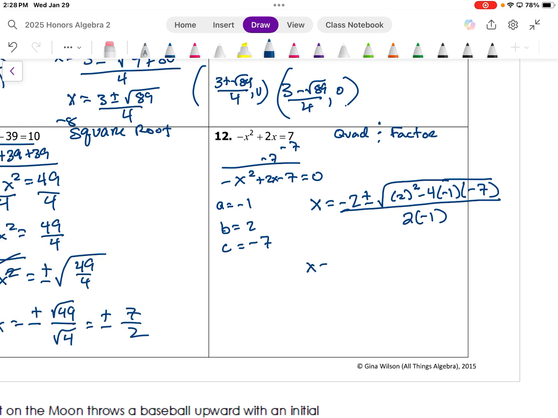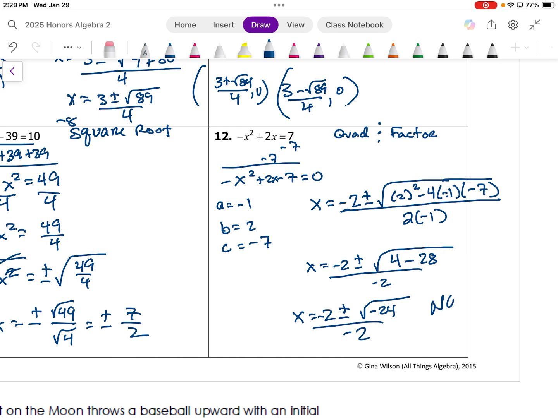All right. x equals negative 2 plus or minus the square root of 4 minus, a negative times a negative times a negative is a negative, 28, all over negative 2. I should already be thinking what I'm going to give as an answer. It does not matter that they all have negatives. It's no solution. The square root part trumps the whole thing.